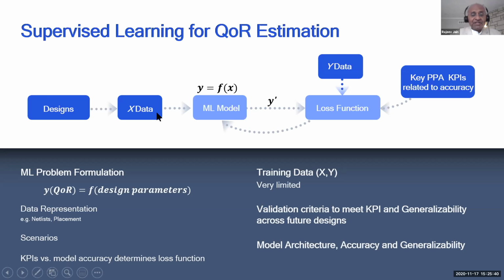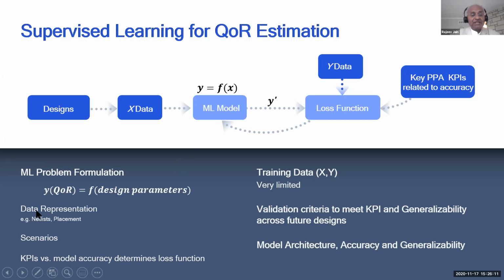Now, the challenge in implementing this is the following. First, you have to formulate the problem as a machine learning problem, which at a very high level, you can say that y is the QoR and f is the design parameters. But that's a mouthful, because how you represent these design parameters, and Brusek talked about this a little bit yesterday in the talk from NVIDIA, is critical in deciding whether the model can actually learn and the features can actually be extracted from the design that are critical to the learning process.